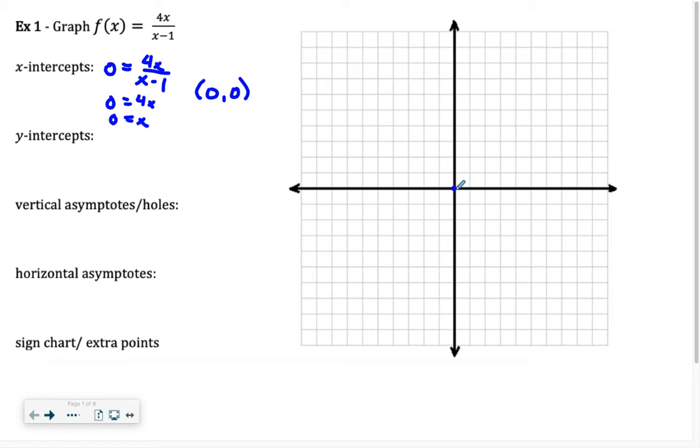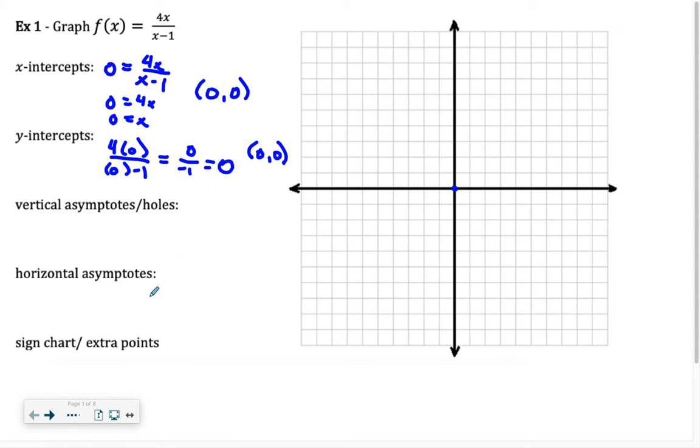So we can go ahead and plot that point. Now for the y-intercept, that means I'm plugging 0 in for x. So I would have 4 times 0 over 0 minus 1. And obviously in this case, we just did that for the x-intercept. So we would get 0 over negative 1, which is 0. So in this case, the x-intercept and the y-intercept are the exact same point, and there is only one of each. So we know the point 0, 0 is on the graph.